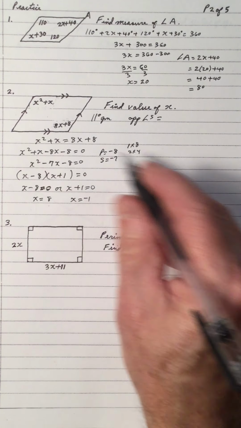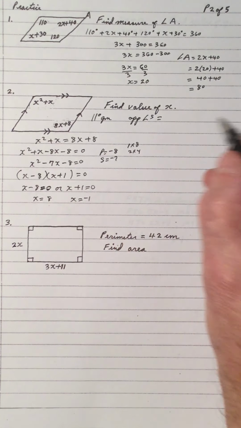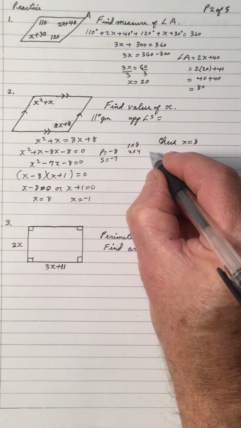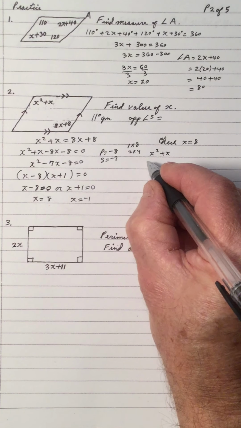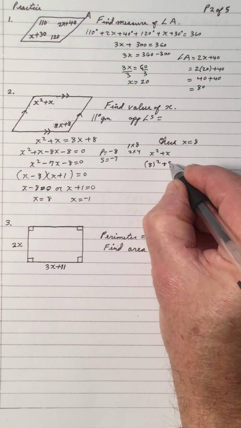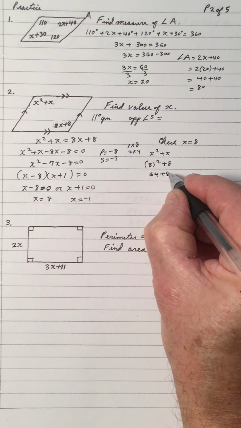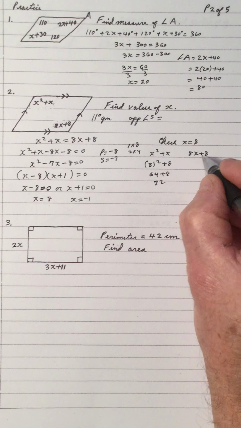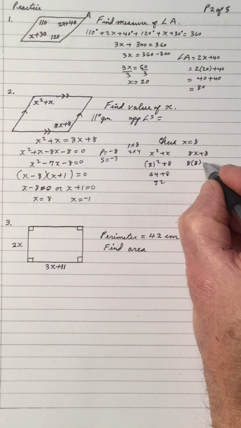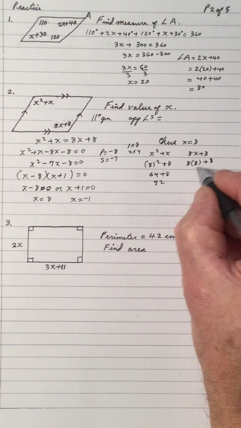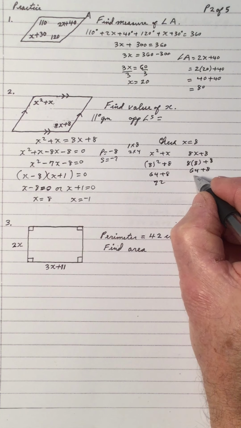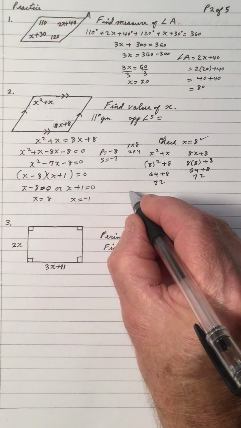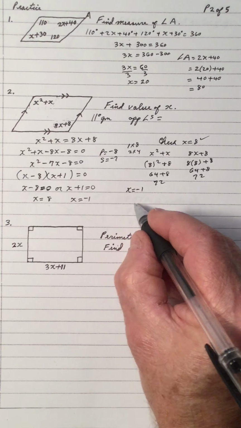So there's two values of x as a quadratic, but we have to check. So let's check x equals 8. So x squared plus x is 64 plus 8, which is 72. That's okay. And we have 8x plus 8. x is 8, so 8 times 8, 64 plus 8 is 72. So x equals 8 is okay. Now let's look at x equals negative 1.